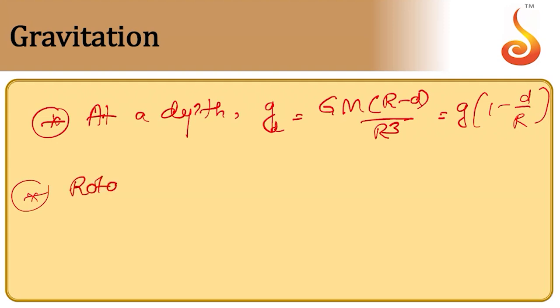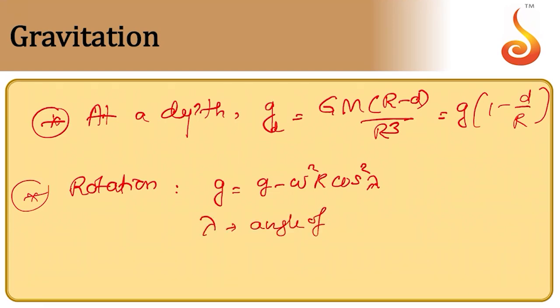So due to the rotation, the acceleration due to gravity is given by g minus omega square R into cos square lambda, where lambda is the angle of latitude. So g dash is equal to g minus omega square R cos square lambda, and of course omega is the angular velocity of the earth.